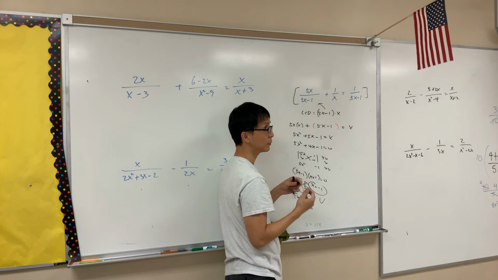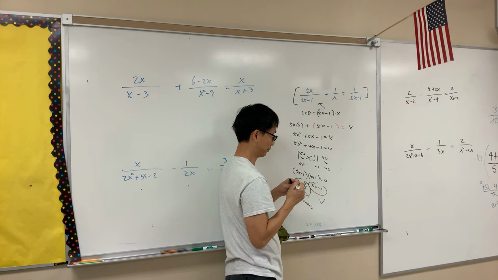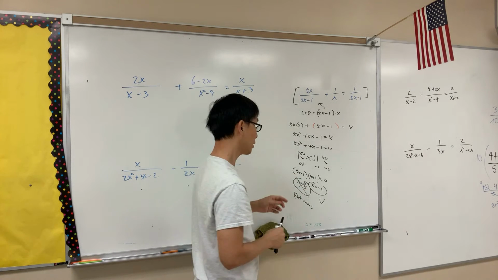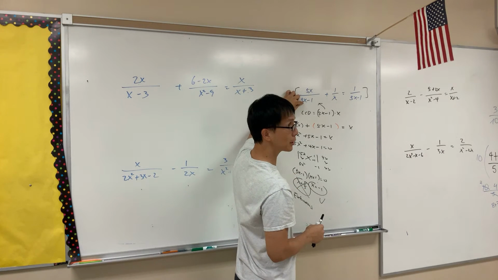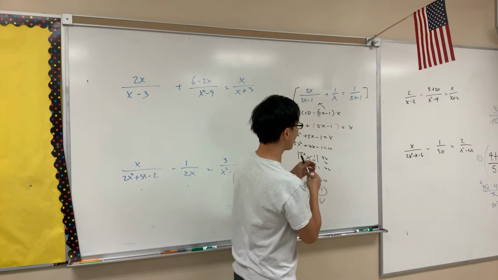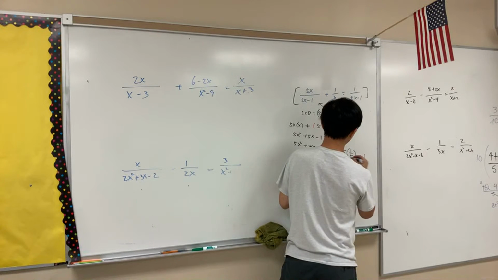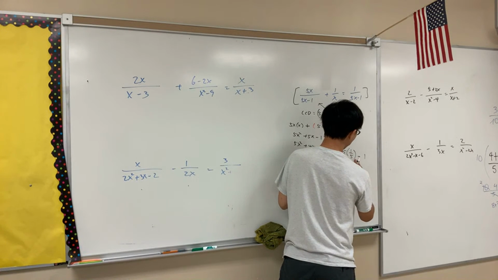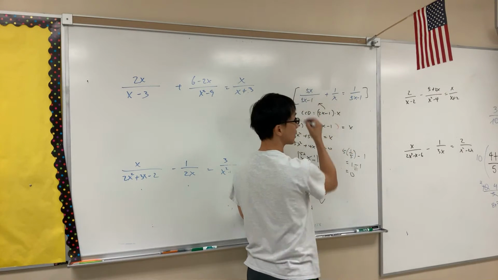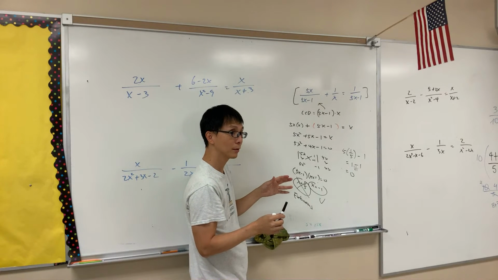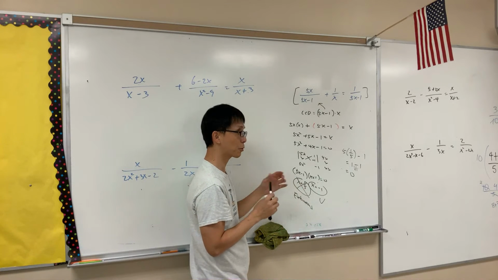Did you spell it? No idea. I think that's pretty close. If I plug in 1 over 5 into one of the denominators, 5 times 1 over 5 minus 1 is equal to 1 minus 1, which is equal to 0. That means this part is equal to 0. If a denominator is equal to 0, it's automatically undefined. Therefore, it's automatically extraneous.